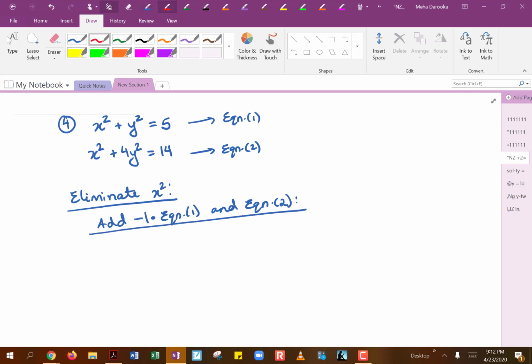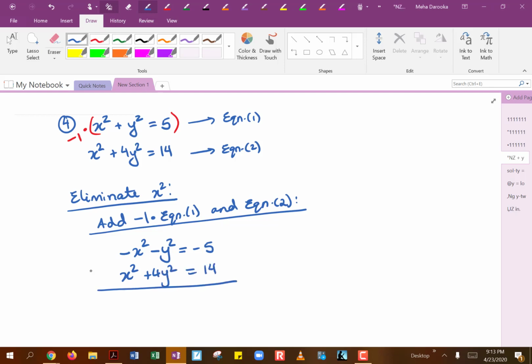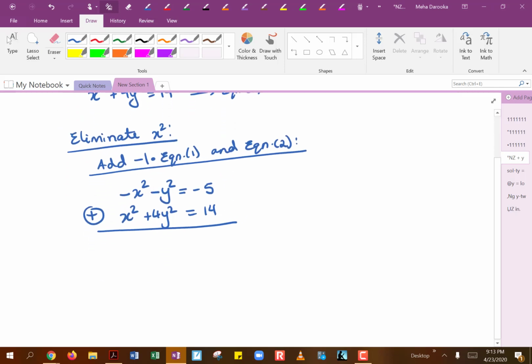So we're going to take our first equation and multiply it by -1. That will end up giving us -x squared - y squared equals -5. We'll keep our second equation as it is, so that's x squared plus 4y squared equals 14. And then we'll go ahead and add both these equations.